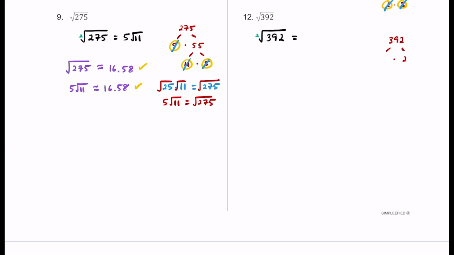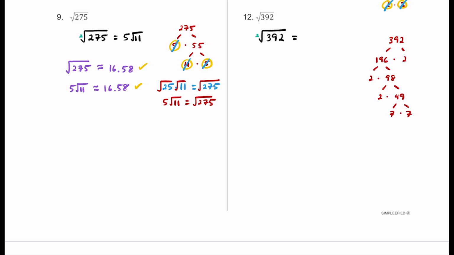So 2 times, what's 392 divided by 2? I think that's going to be 196. So 196, that's still an even number, right? So we can do 2 times, if I divide that by 2, I think that's 98. 98, I think we can divide it by 2, right? That's going to be 49. Oh, that's a perfect square. And we can break that into 7 times 7.